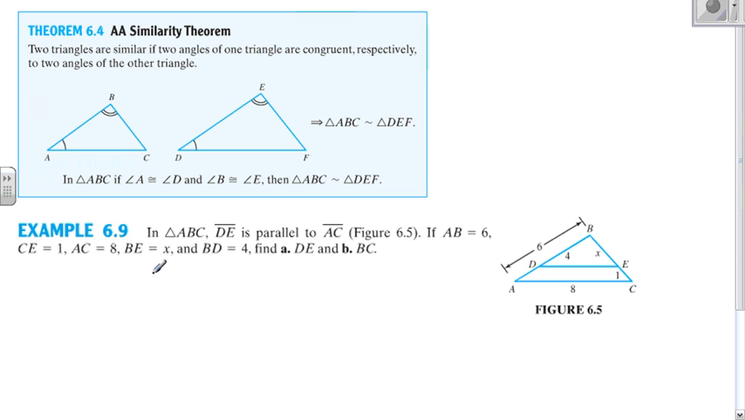So if triangles are similar, then we can write a proportion regarding their side lengths, because the side lengths would be proportional. Since DE and AC are parallel, we have corresponding angles congruent. So the triangles are similar. ABC and DBE are similar because of the angle-angle theorem. Since they're similar, we can write a proportion. We can do the left side of the smaller triangle over the left side of the larger, and set that equal to the right side of the smaller triangle over the right side of the larger triangle.